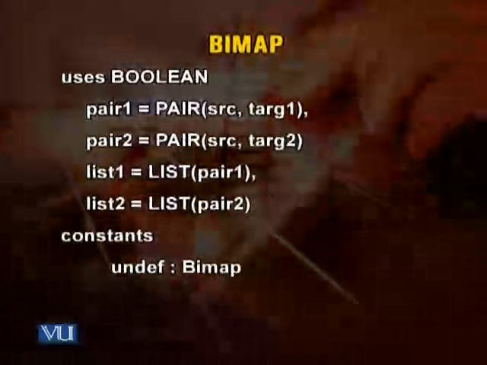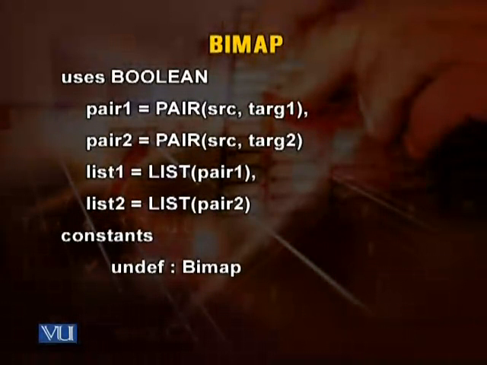So the bimap uses Boolean, and it has two instances of pair and two instances of list. So we have pair 1 and pair 2, and list 1 and list 2. Pair 1 gives us a pair of source and target 1. So from a bimap we will get source and target 1. From pair 2, that will give us a pair of source and target 2s from the bimap. List 1 will create a list of pair 1s, and list 2 will create a list of pair 2s.